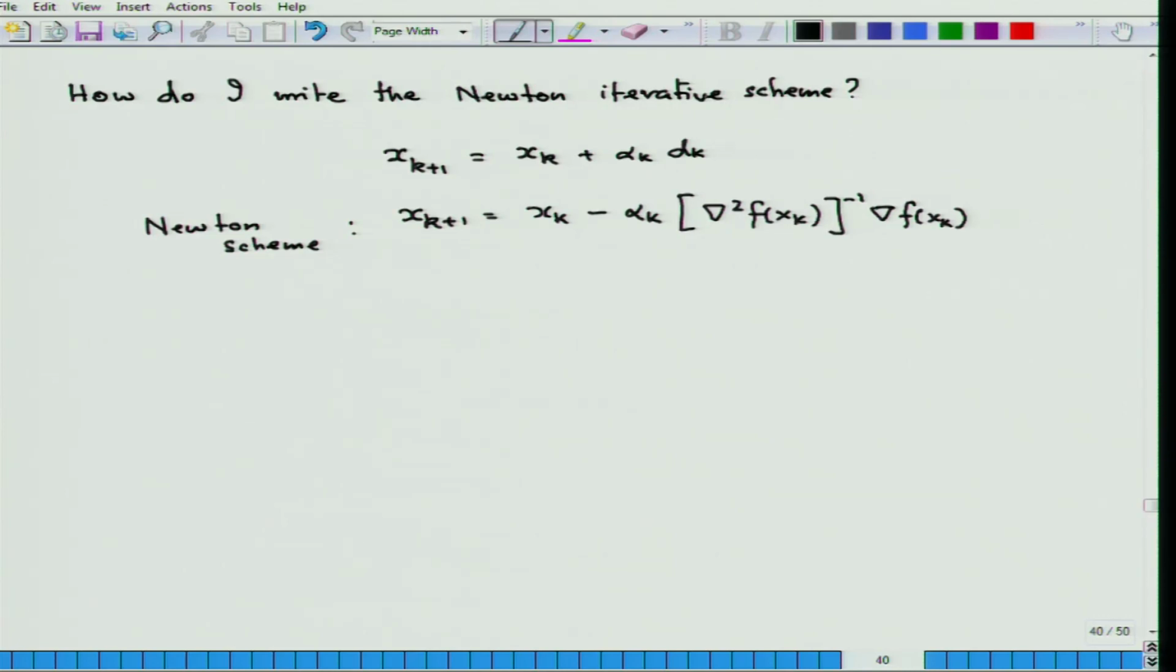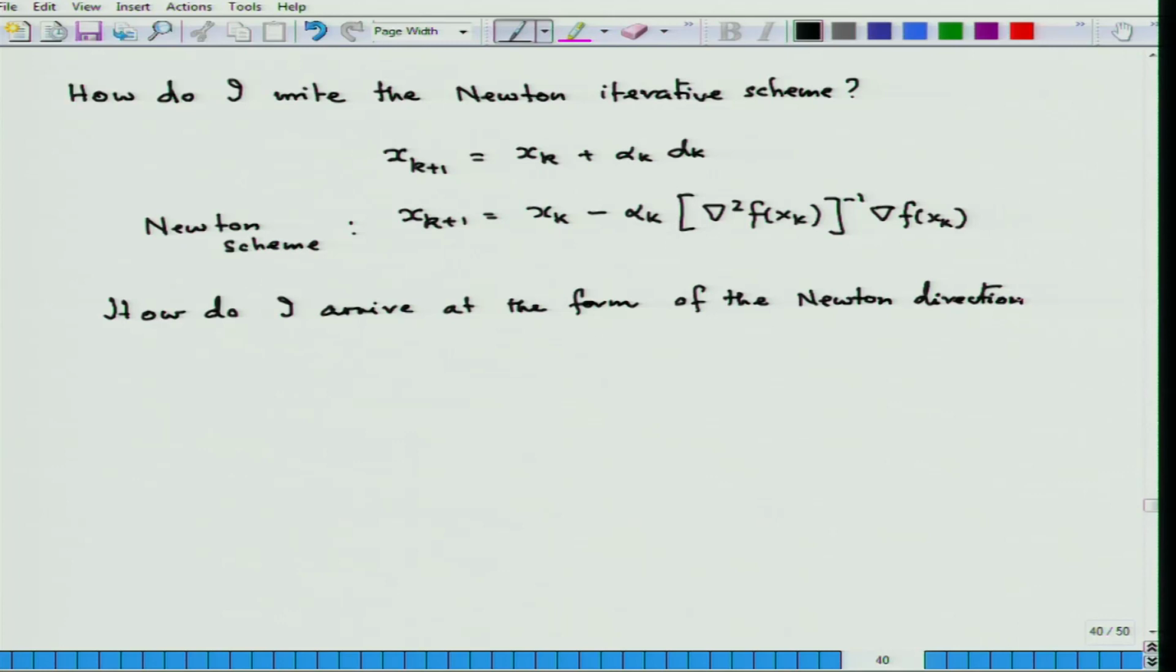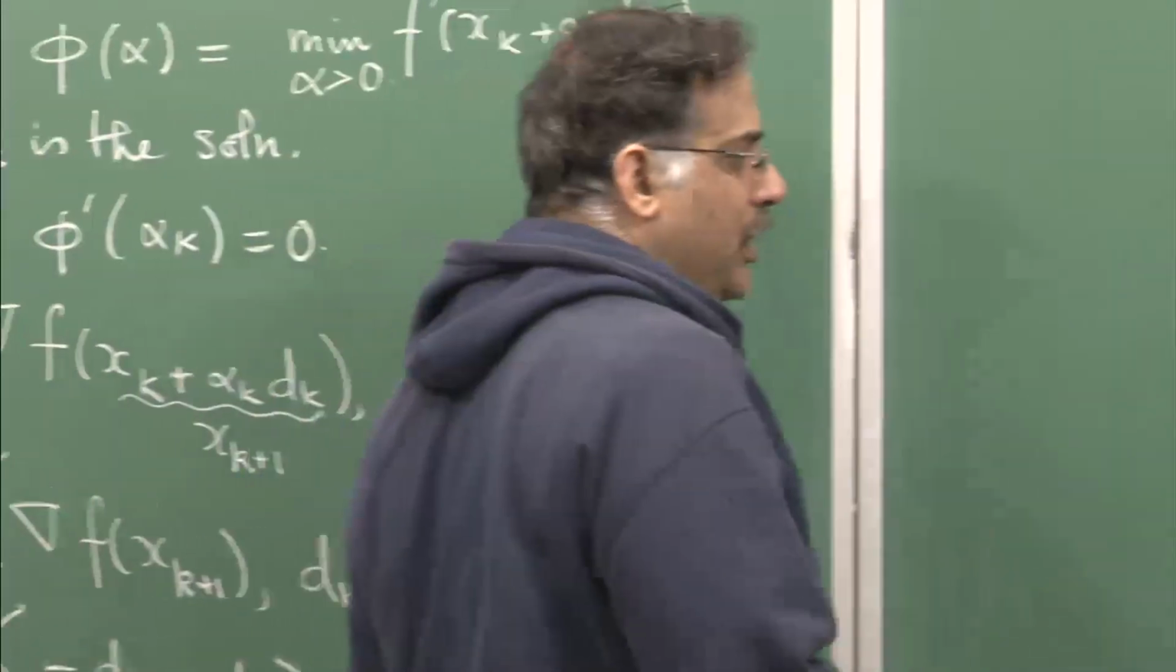That is what we have in the Newton scheme. But the next natural question is, how do I know that I have to choose d k in such a pattern? How do I arrive at the form of the Newton direction itself? Now, here is a very crux issue which lies at the heart of analysis, because it takes something from Taylor's theorem.